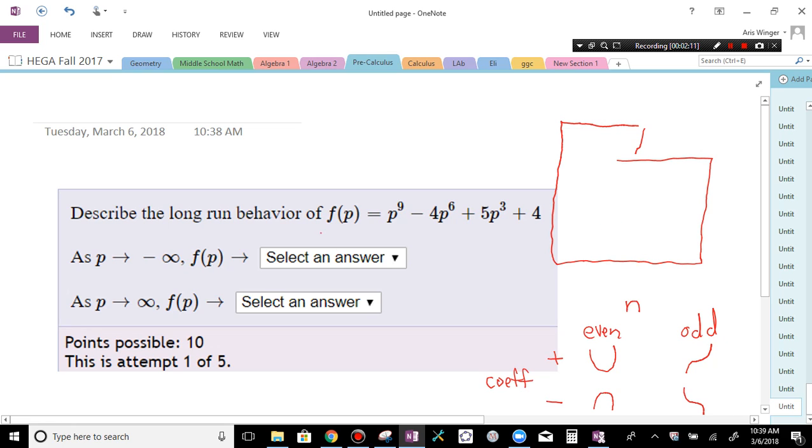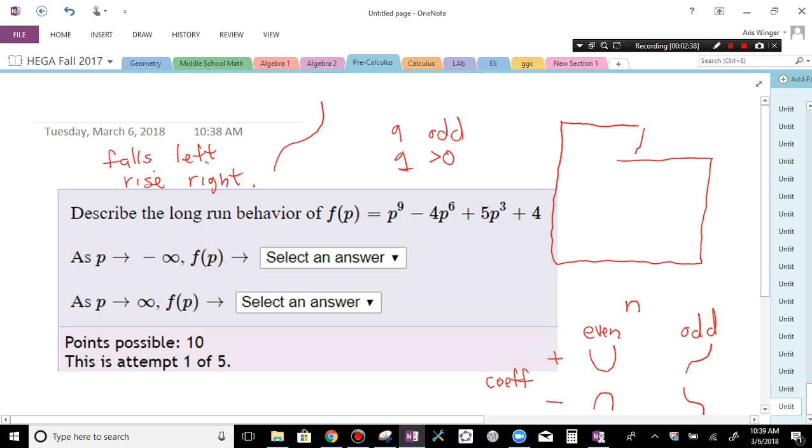And so in this case, 9 is odd, the coefficient is 1, which is positive, and therefore you'll know from your table that it falls left and rises right. We just need to say what this means in terms of calculus. Falls left, rises right.